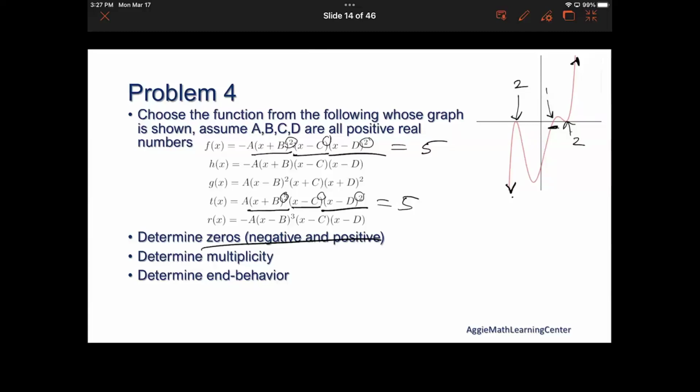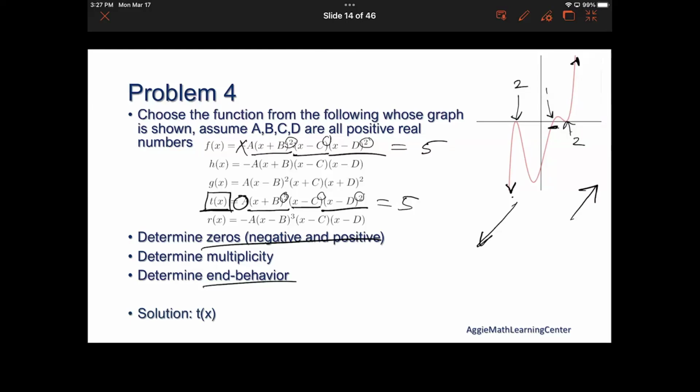And then last thing we can do is determine our end behavior, which as we head to negative infinity, we go negative. As we head to positive infinity, we go positive. And so that means there's not going to be a negative in front, which down here, there's not one. So the correct answer for this problem is going to be our T of x.